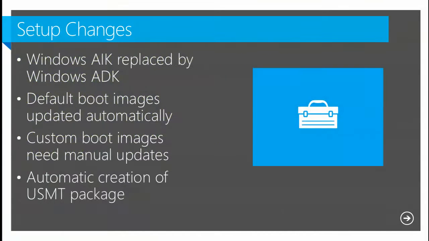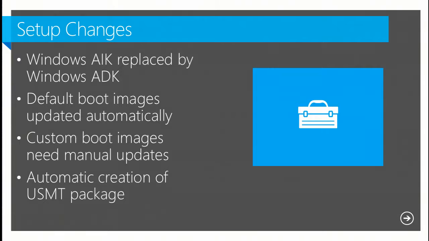So the biggest change that you'll notice in Service Pack 1 in relation to OS deployment is the changes that were made to setup. First of all, we no longer use the Windows AIK, or Automated Installation Kit. That is for Windows 7. In order to support Windows 8 and Server 2012, we had to go with the Windows ADK, which is the Assessment and Deployment Kit. That has a new version of Windows PE, Windows PE version 4.0.